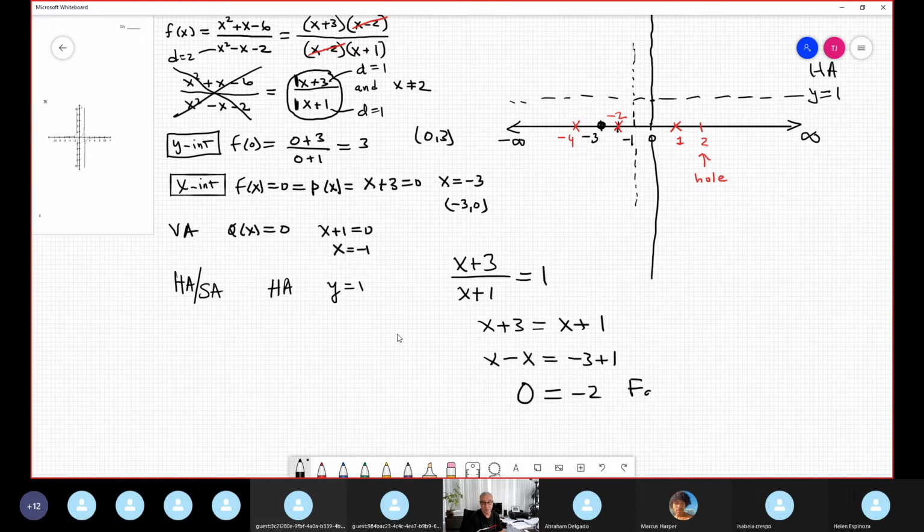This is completely false. The interpretation of this statement is that the curve never crosses the horizontal line. Never. There are no crossing points.